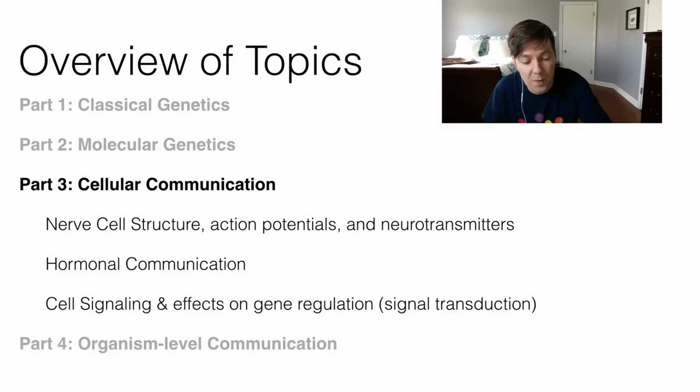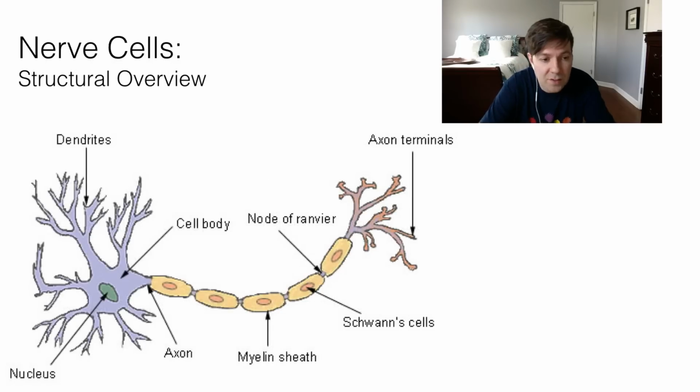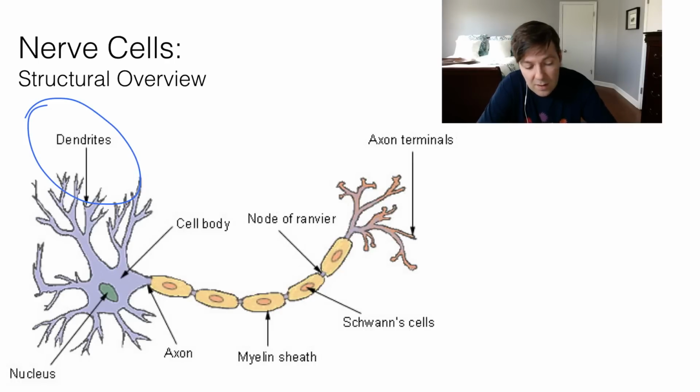Okay, here's your basic structure of a neuron. From left to right, you've got the dendrites, which receive signals. You've got the cell body, which keeps that cell alive.